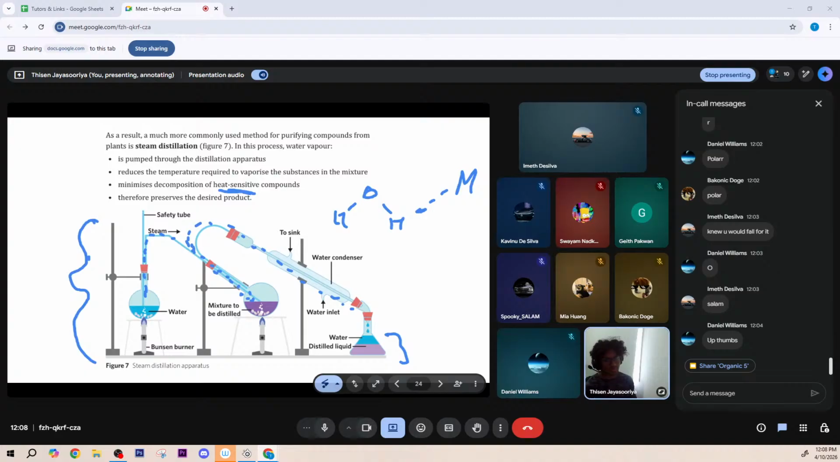Does that make sense? The main thing is that you don't need to really remember the process of steam distillation. You need to remember when or why we might use it. It's to preserve the desired product, to prevent or minimize the decomposition, and to reduce the temperature required to vaporize it. Think about it: these medicinal compounds are very, very large, so they're more likely to appear as solids. It's going to be really hard to boil them. So that's another reason why.